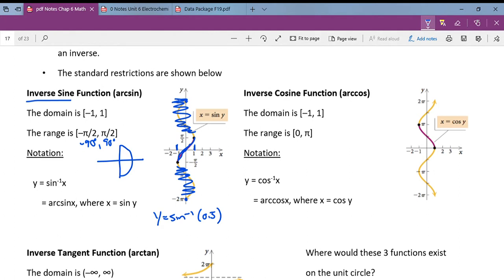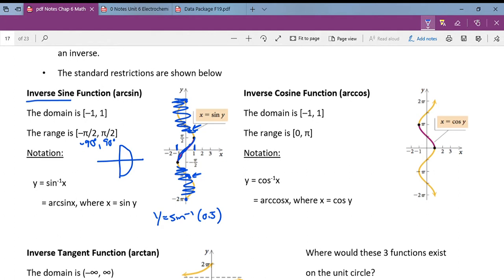It could have given me this answer up here. It could have given me this answer down here. But I don't know if you can see this or not, it only gives me an answer between -pi by 2 and pi by 2. So it gives me 30 degrees. If I do inverse sine of negative 0.5, it's going to give me negative 30 degrees.